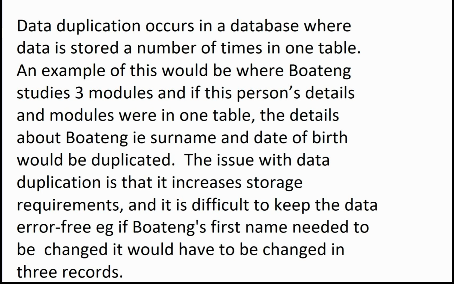Here's the paragraph describing data duplication. So data duplication occurs in a database where data is stored a number of times in one table. An example of this would be where Boateng studies 3 modules. And if this person's details and modules were stored in one table, the details about Boateng, i.e. surname and date of birth, would be duplicated. The issue with data duplication is that it increases storage requirements and it's difficult to keep the data error-free. For example, if Boateng's first name needed to be changed, it would have to be changed in 3 records.